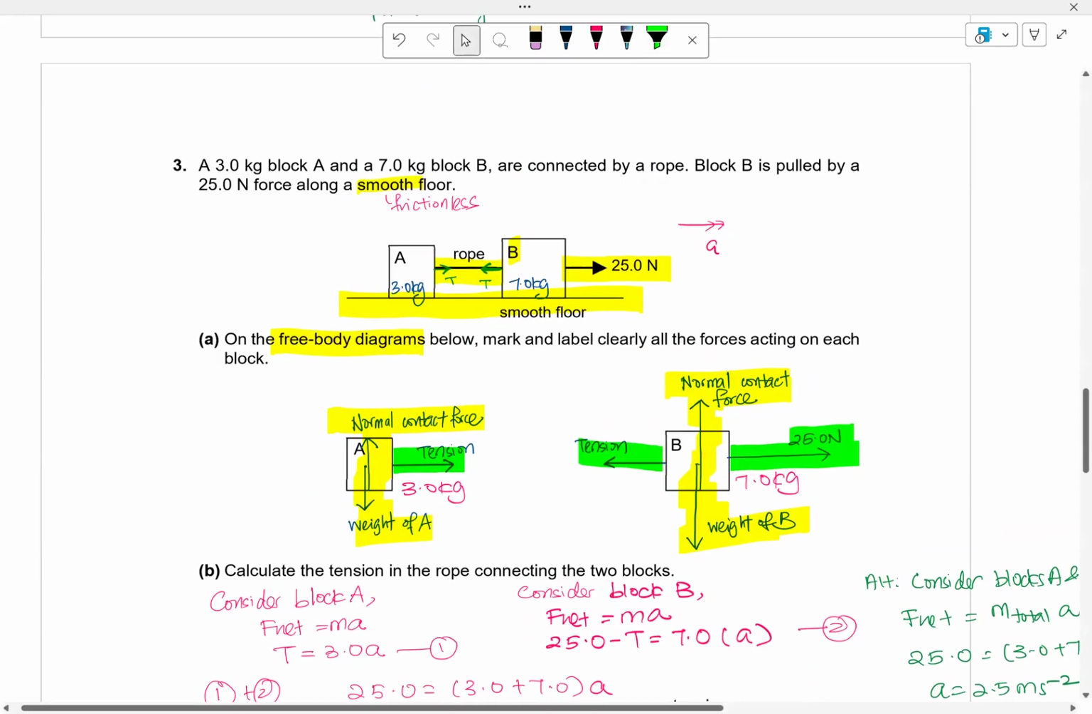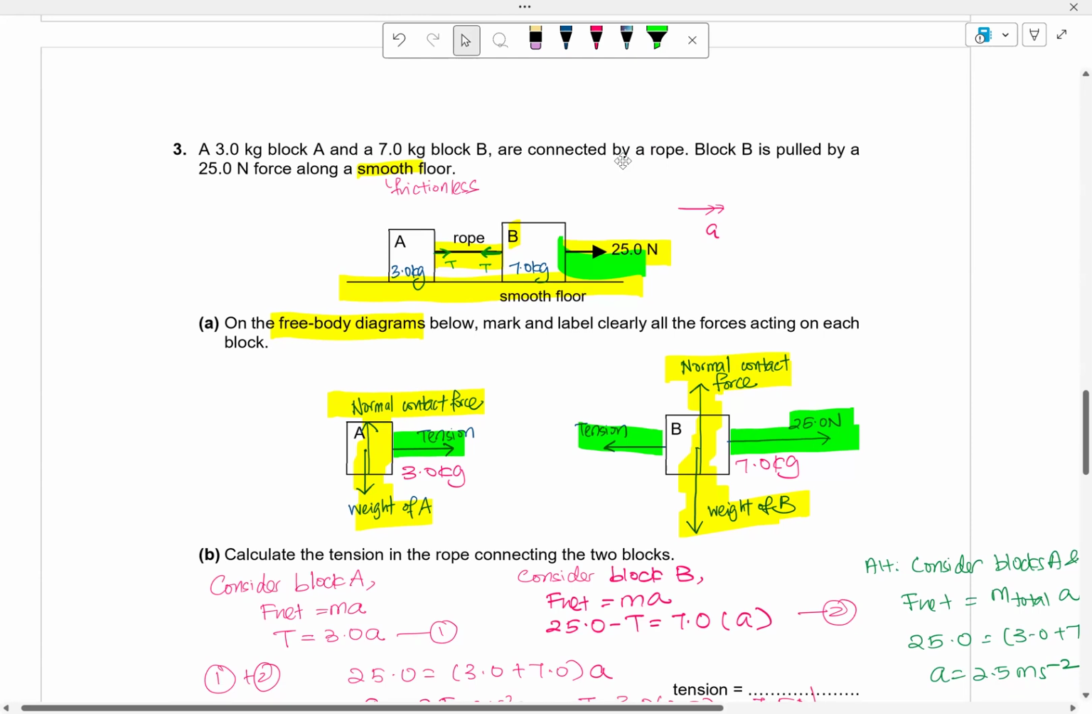In the context of this question, we don't really know how the person is pulling block B with the 25.0 newton force. So I will not name it as a tension. You may not be, for example, pulling with a rope. I will just name it according to what is given in the question. The question states 25, so I'll just name it as 25 newtons.